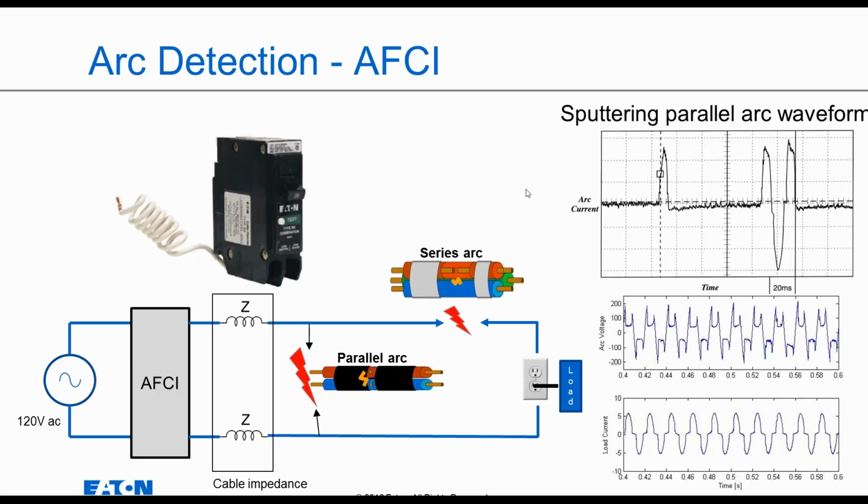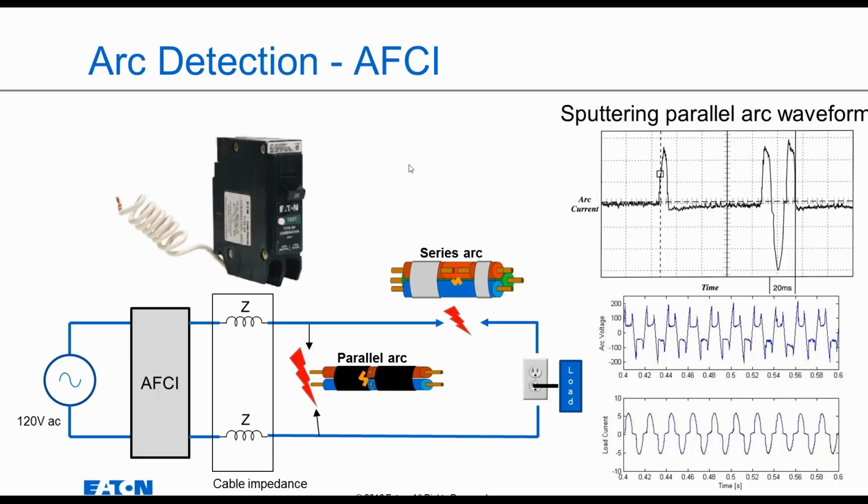This will not trip a standard thermal magnetic breaker because there's not enough RMS heating current for an overload trip. And because of the impedance of the cable, the peak of this current does not get up to the instantaneous rating of the breaker. And so that's why parallel arc detection is one of the features of AFCI.